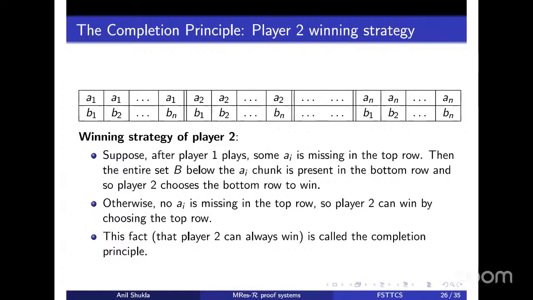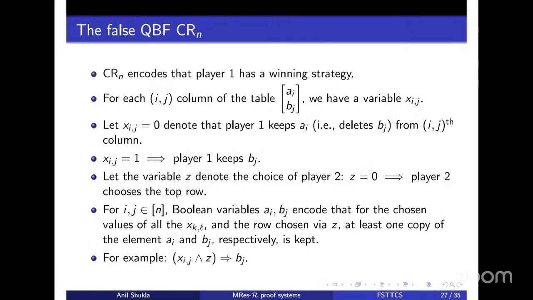So let us just quickly see. Player 1 will come. He has deleted exactly one cell. Player 2 will come. If some Ai is missing from the top row, then definitely the whole B chunk is in the bottom row. Just choose the bottom row. Otherwise, all Ais are present in the top row. Pick the top row.